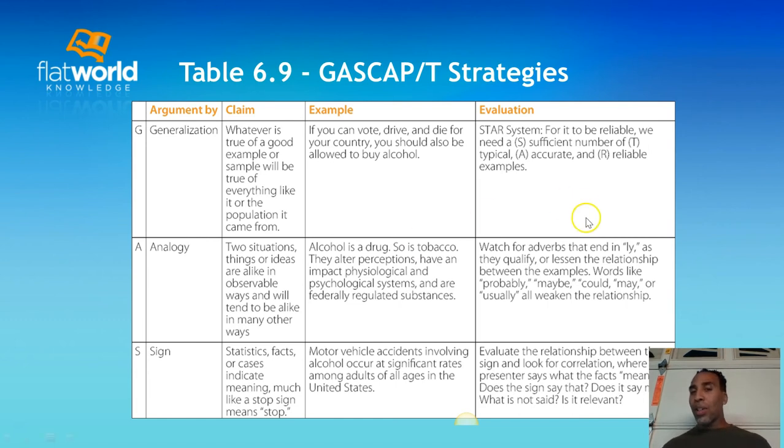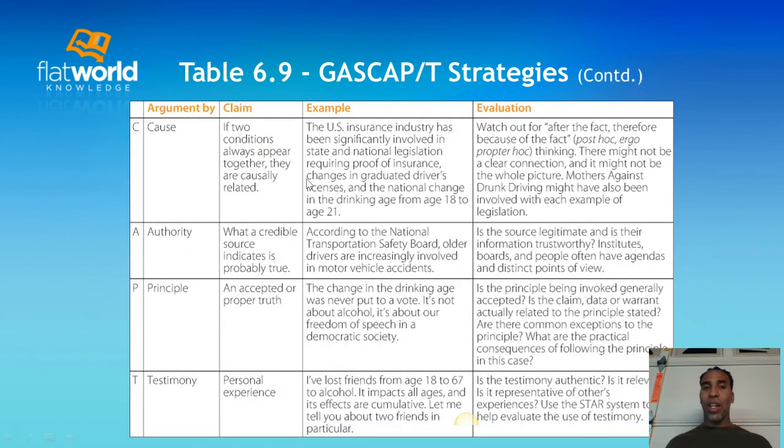So over in the evaluation, the STAR system, for it to be reliable, we need a sufficient number of examples. T is for typical, A for accurate, and R is for reliable. And it'll provide you with examples. So same thing on this one. I want you to pause it, read it, and understand it. Hopefully you don't go to the next slide without having a full understanding. If you get to this box and you don't understand it, then go back to generalization and learn and understand a little bit more.